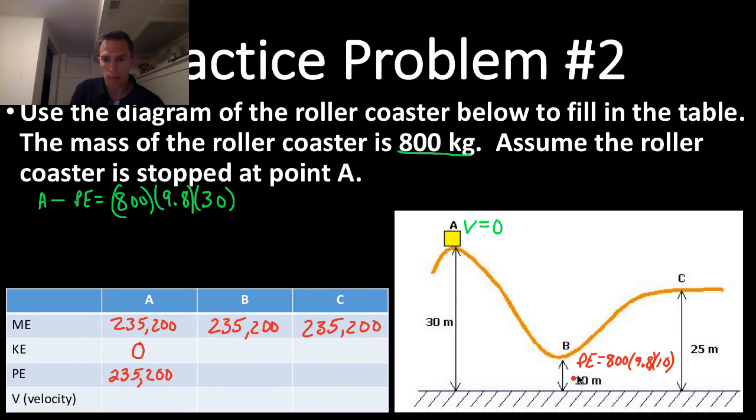And so it comes up with a value of 78,400 joules. So I'm going to fill that in for potential energy at point B, which would be 78,400. Whoops, I switched colors. Go back to red.